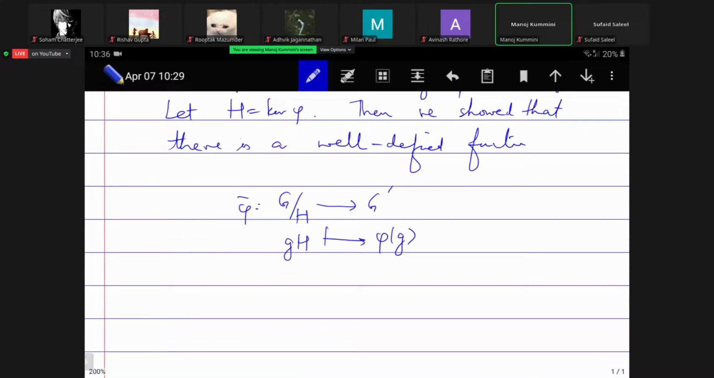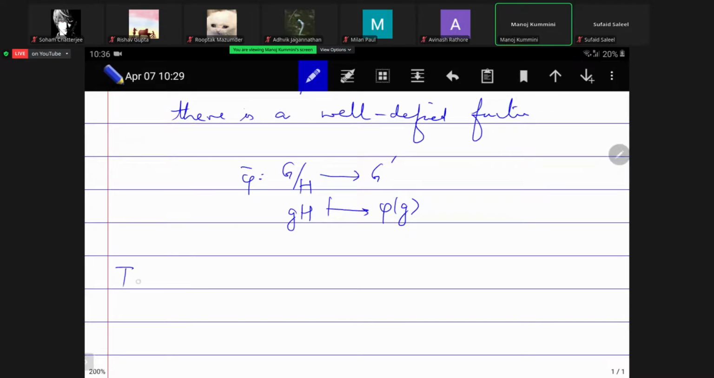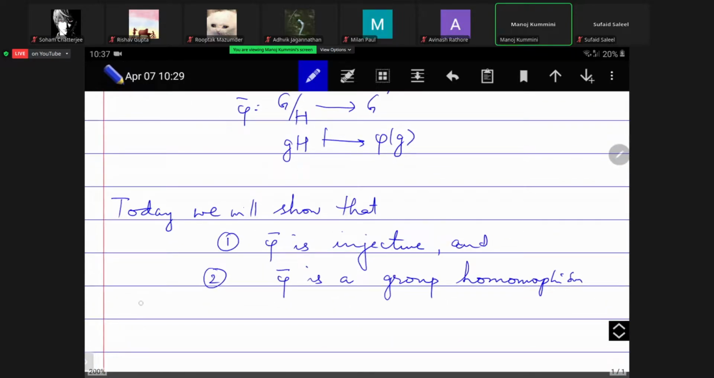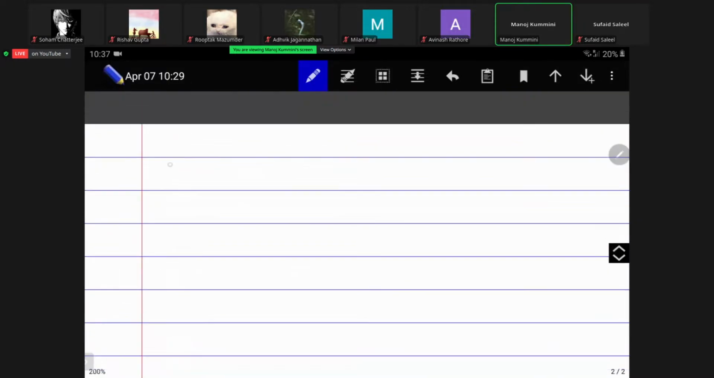Okay? So now, today, we will first show that one, phi bar is injective, and two, phi bar is a group homomorphism. Okay, this is what I mean. This would complete the proof of the proposition from last time.